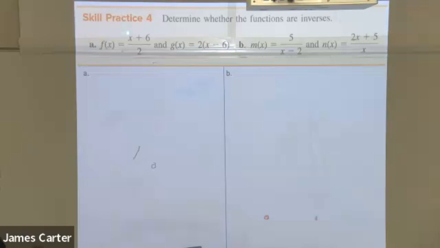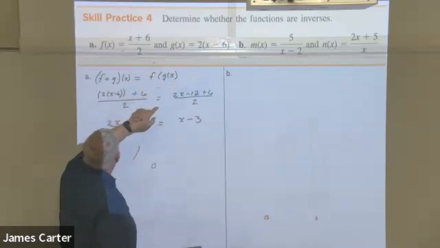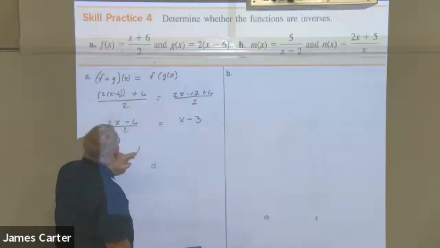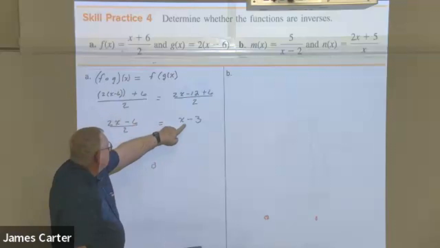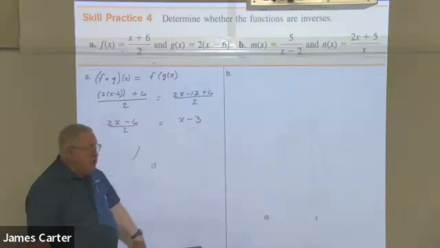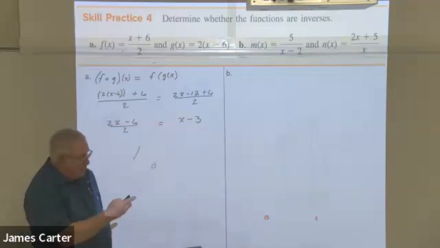Okay, here's two more problems. This one and that one. Here's the work on this one. Substitute G into x. It simplifies more. We don't get x. We don't need to do any more. We know they're not one-to-one. The other one.